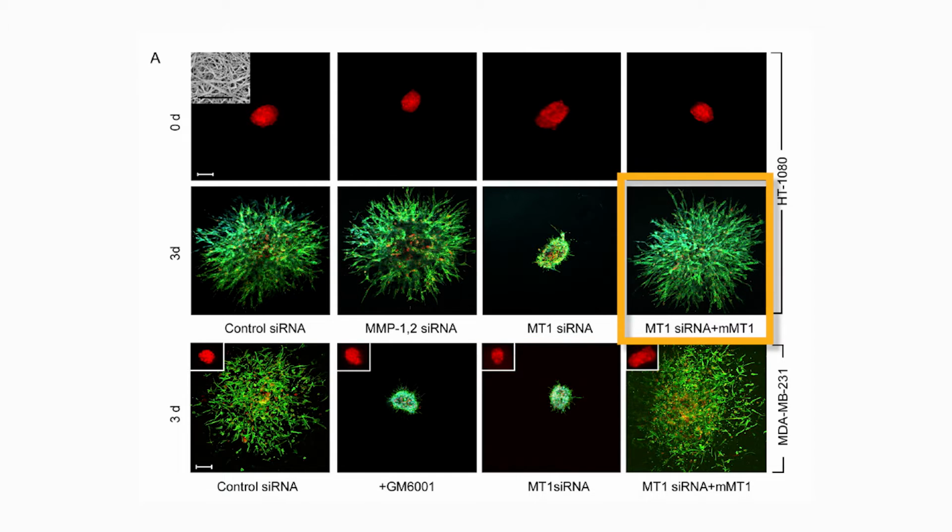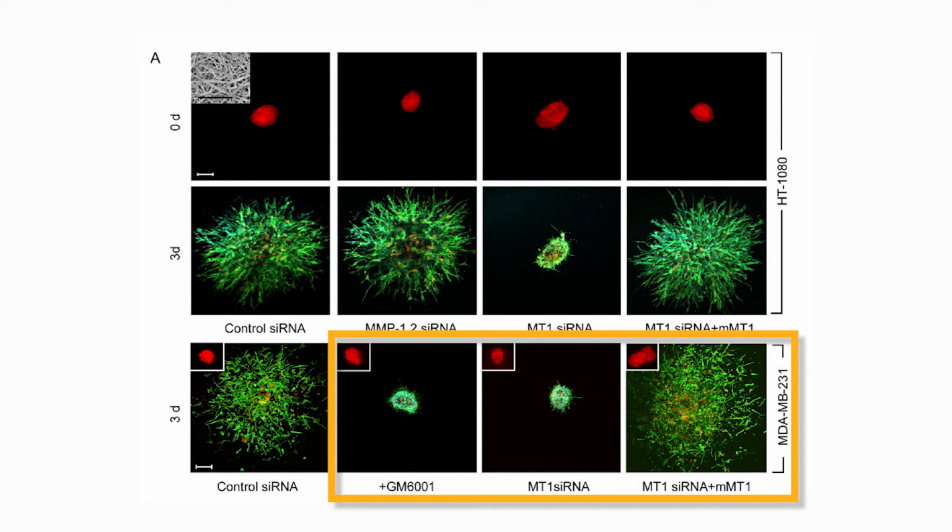And then when they rescue it, so essentially they knock it down and then they reintroduce it, they find that it reintroduces the ability for those cells to migrate again. And the exact same thing is seen for the other cell line, the MDA-MB231, but in this situation, they're also adding a general inhibitor of MMP. I'm not exactly sure how it works, but it does inhibit the action of those MMPs. So those MMPs can no longer degrade the collagen, and that's going to affect the MMP-1, 2, and the MT1. And what you find clearly is that there's no cell migration with that inhibition.